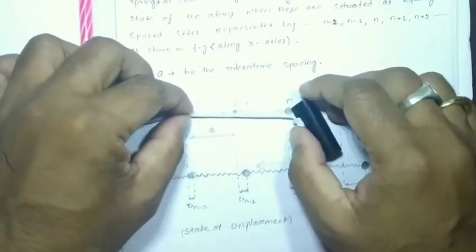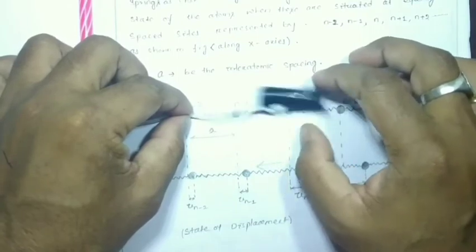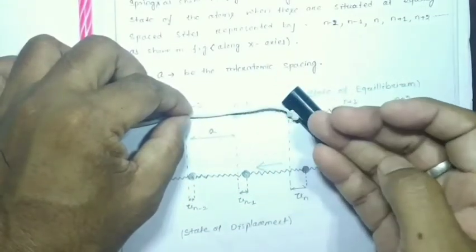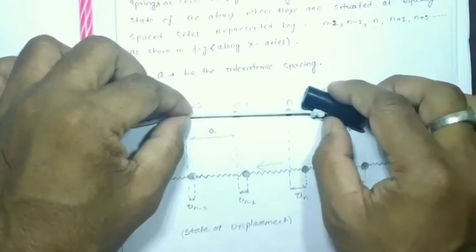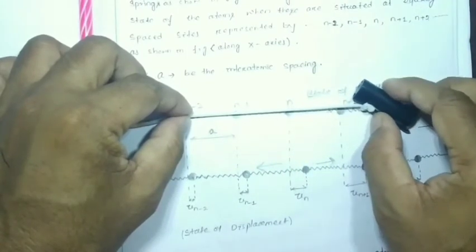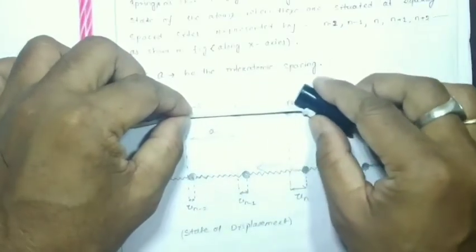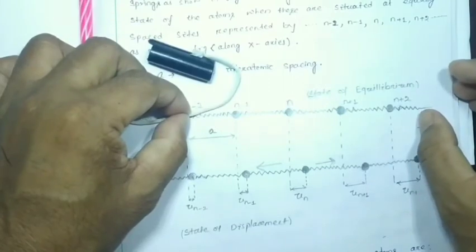Now see, I dragged this much distance and then I left it. What is the force induced which tries to take it to its original position? If I increase the distance, then that force will increase gradually. For this much distance, the restoring force is this one. If I increase the distance, the restoring force will be more. If I increase the distance further, the restoring force will be more.